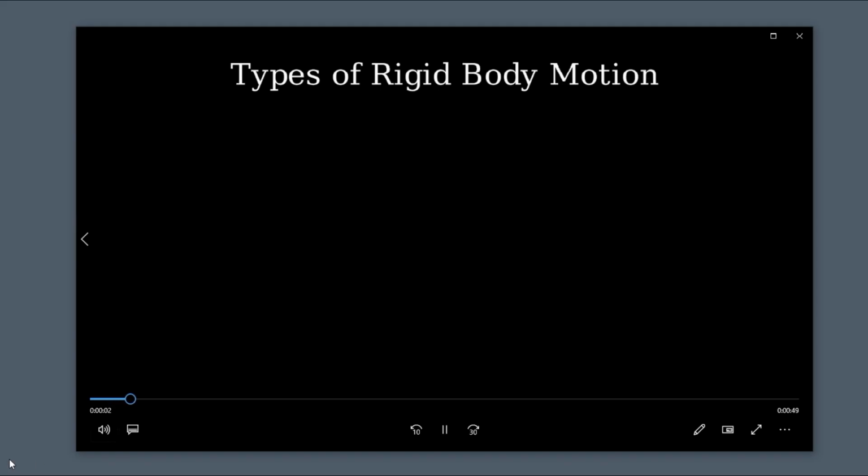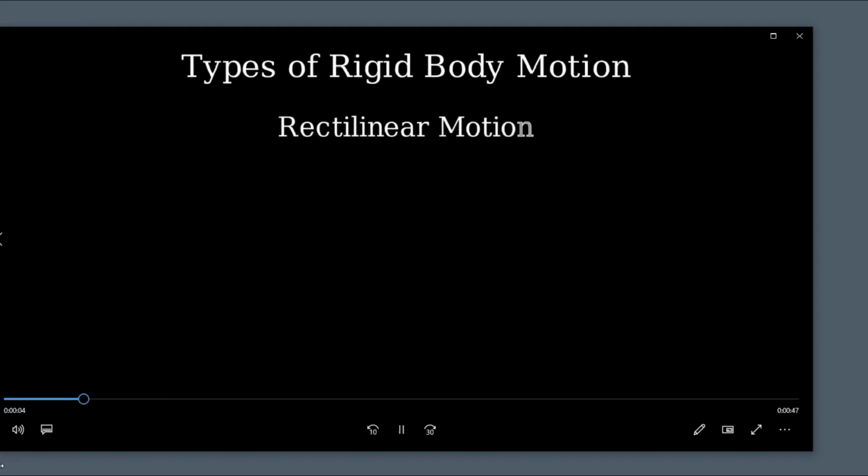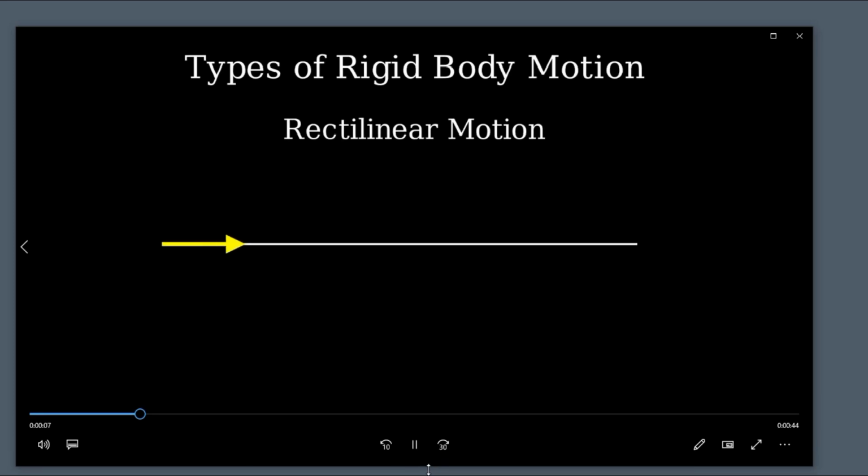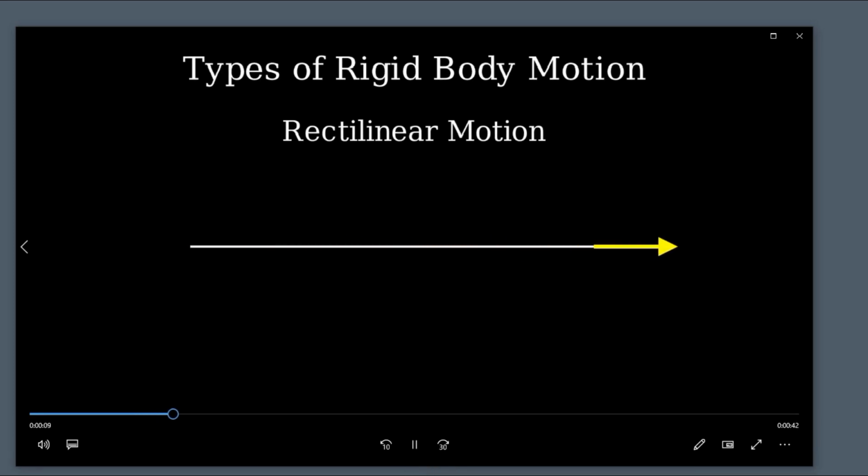Okay, so again, types of motion, animation. By increasing the screen size. Yeah, so that is your rectilinear. Okay, you guys watch it.